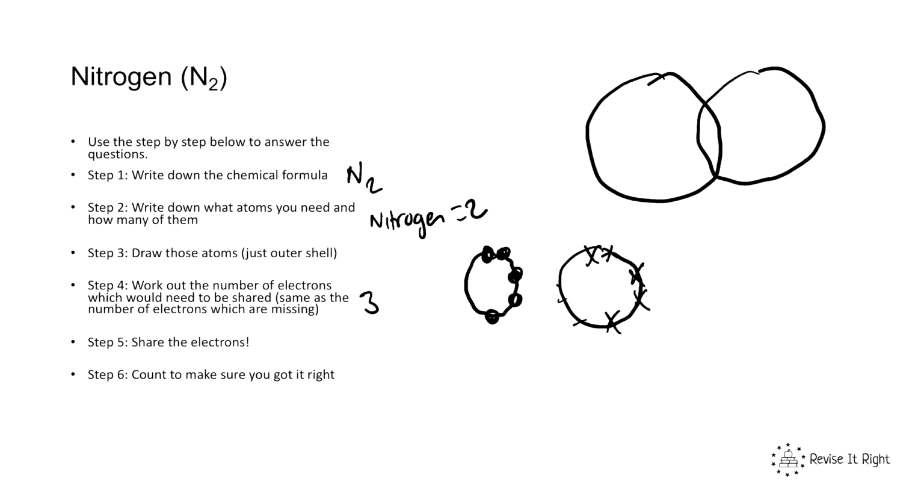Okay, so we're going to share the electrons. We're going to draw those shared ones first. So this nitrogen shares its 3, 1, 2, 3, and this nitrogen also shares its 3, 1, 2, 3. Okay, so they have both now shared 3 electrons each. This is called a triple bond.